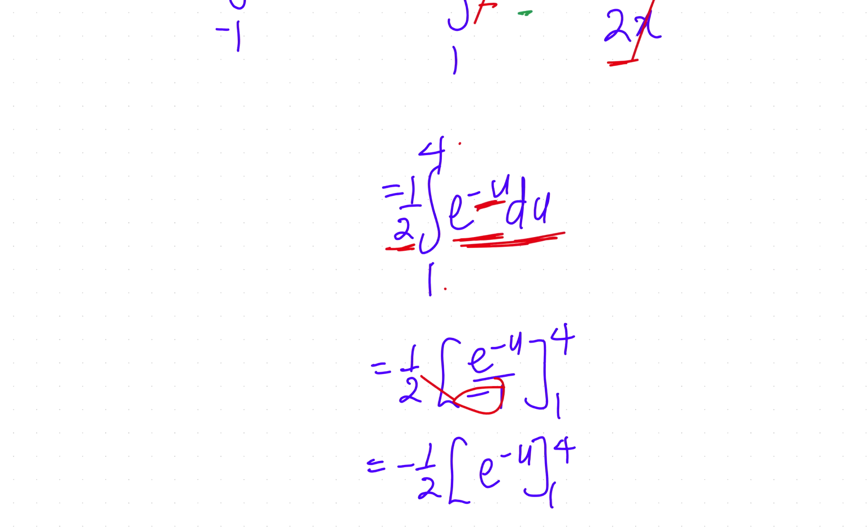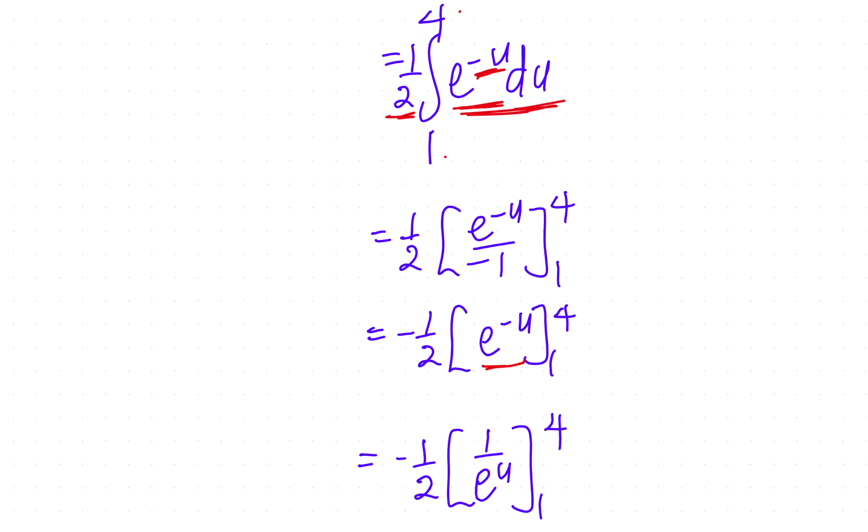And of course, e raised power minus u is the same thing as 1 over e raised power u. And that's what we have here. So we have minus 1 over 2 into 1 over e raised power u from 1 to 4. Okay, so the next thing is you can now substitute the upper limit and the lower limit. You take their difference. So here you have minus 1 over 2, minus 1 over 2.